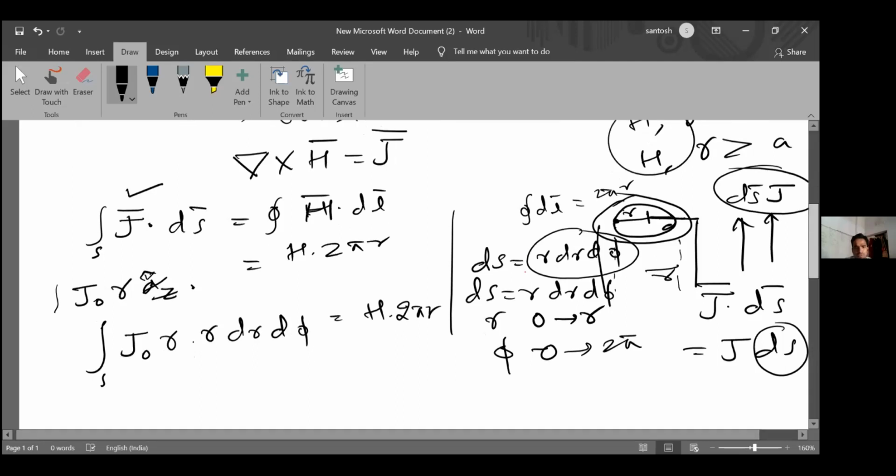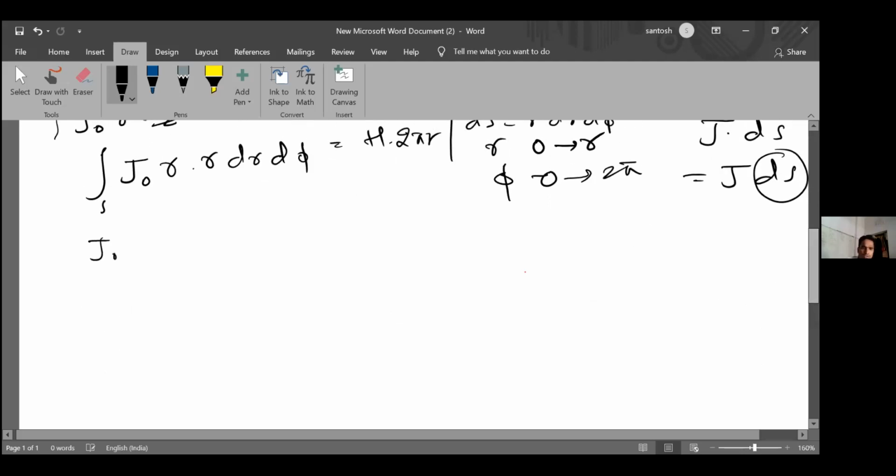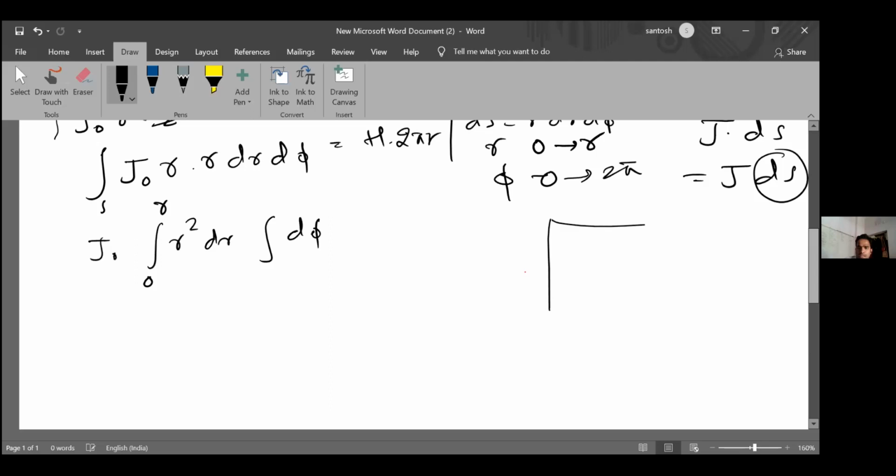And if you solve this, we'll get j naught as constant, integral of r square dr, integral of d phi. What is the limit of r? It varies from 0 to small r. Why? Because if this is a cylinder of radius a, we are finding at a small distance r. This is our r, which varies from 0, from the center, to any distance within the conductor. And obviously phi is 0 to 2 pi.